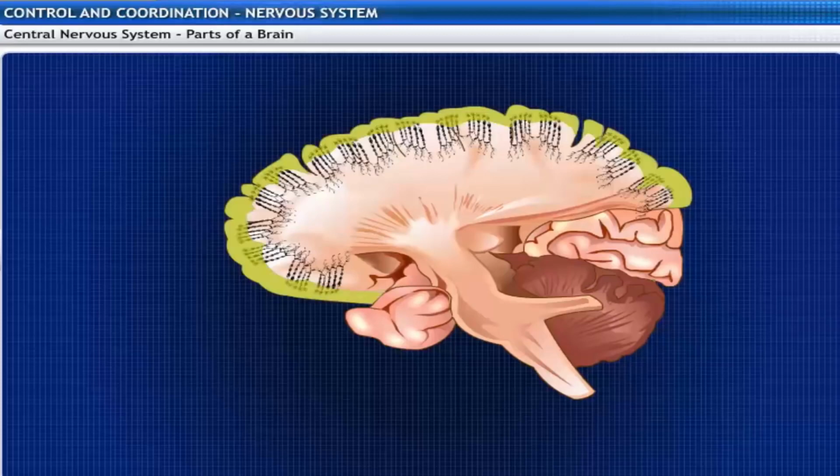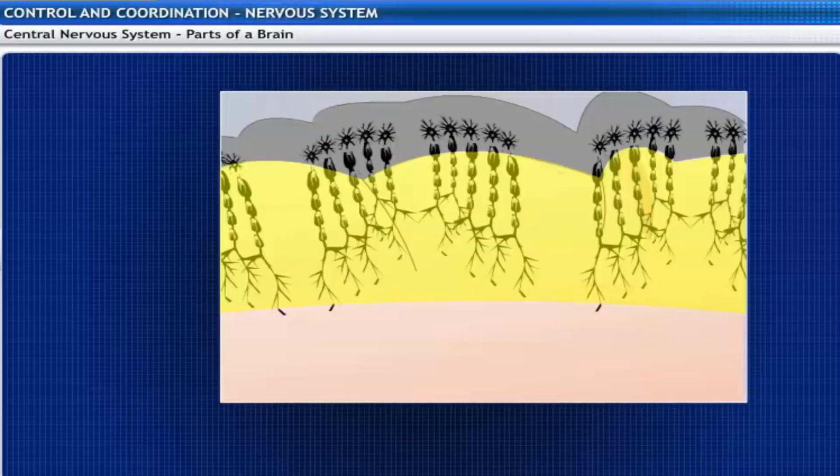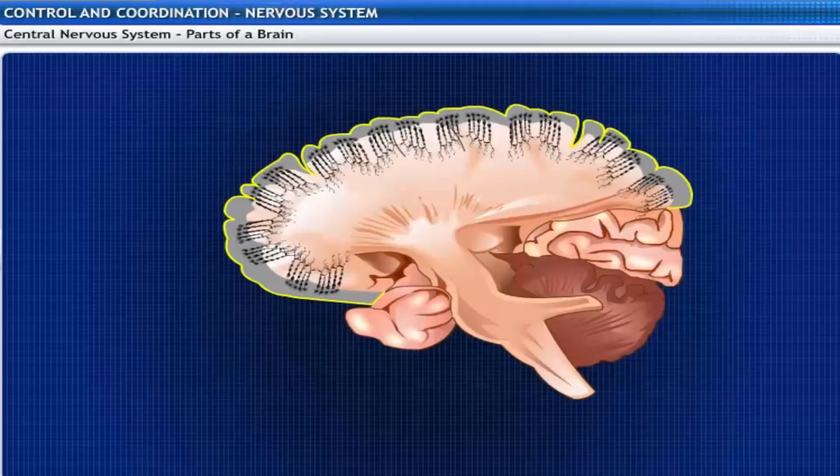The cell body of the neuron is concentrated towards the outer region of the brain and the axon towards the inner region. This forms the grooves that are associated with the degree of intelligence.